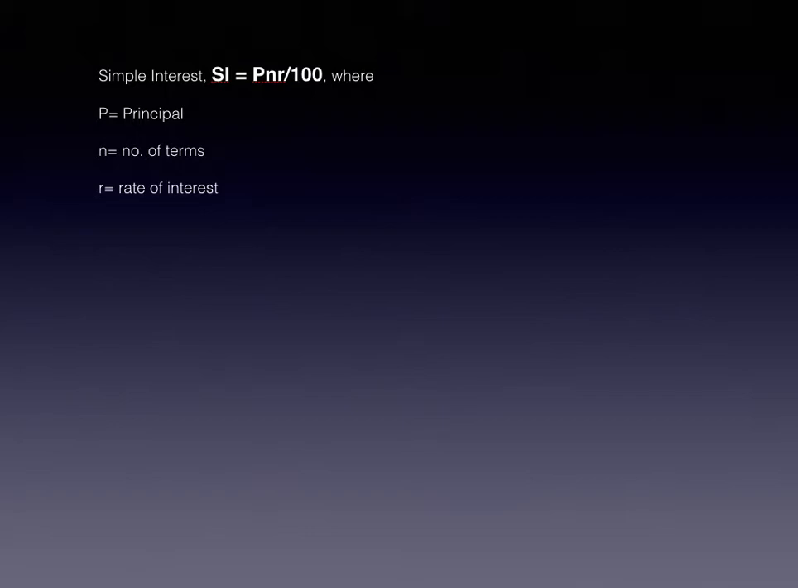Okay, let's start solving the questions, then you'll understand more. Just remember this formula. SI is equal to PNR by 100, where P is equal to principal, that is the amount we deposit. N is equal to number of terms, that is for how long we are depositing. And R is equal to rate of interest.